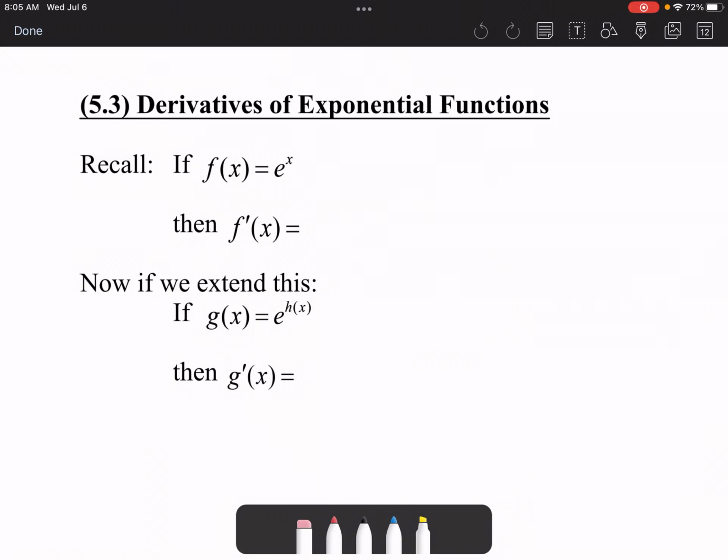Hello and welcome to lesson 5.3, derivatives of exponential functions. Today we're going to recall some skills with the derivative of exponential functions and apply that to every exponential function out there.